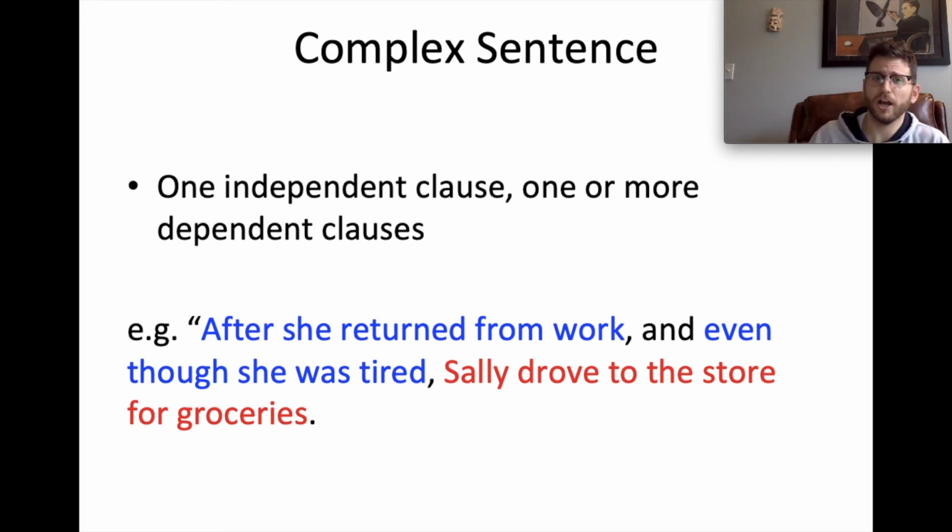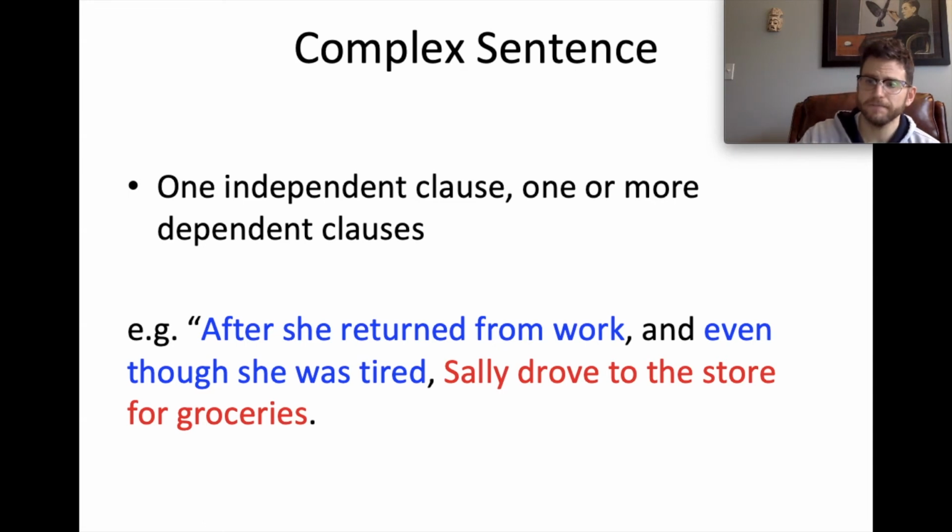Same thing with your complex sentence. It doesn't matter whether those dependent clauses come first or second. They still make the sentence complex if you're adding dependent clauses onto it. Here, the sentence is color-coded for you. Just take note that there are two dependent clauses and one independent clause. That makes it a complex sentence. The only part of that sentence that can stand on its own is the red part. The rest of it depends on the red part.